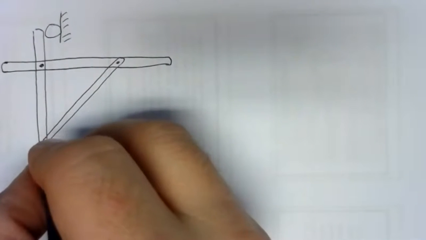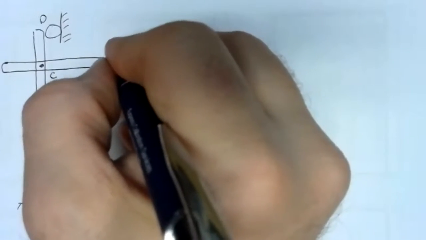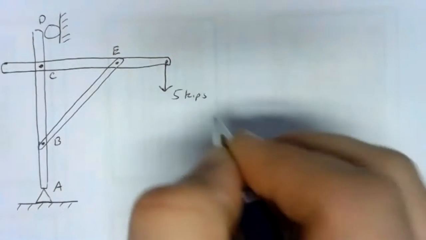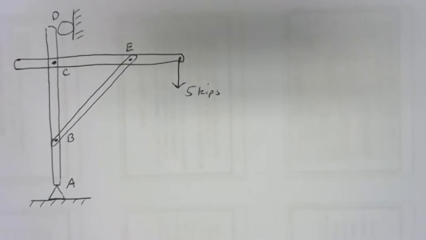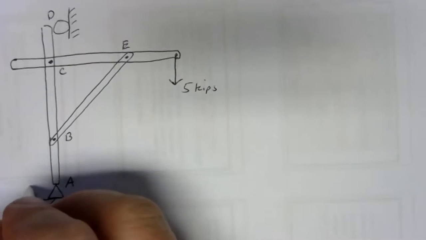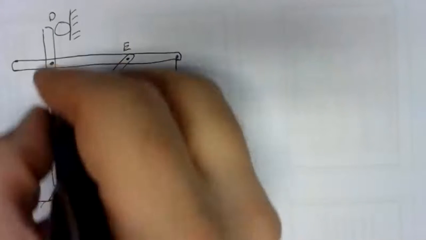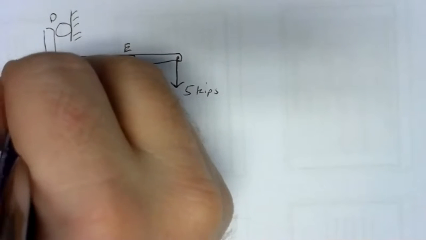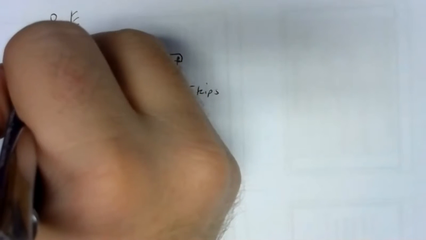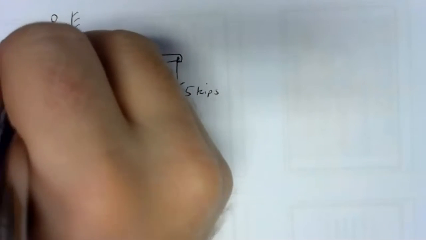So we'll have A, B, C, and D, and then we'll have E there, and we'll put, say, 5 kips on that. And we'll make this 4 feet here, maybe 6 feet there, and another 2 feet there.